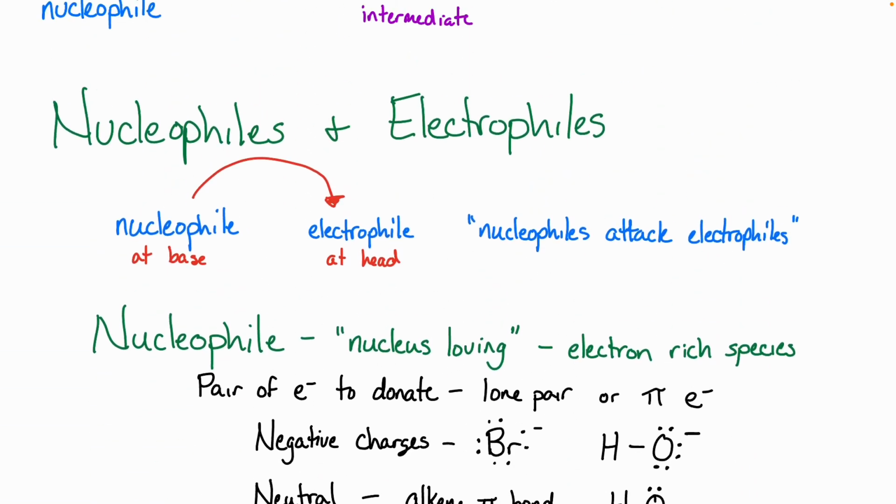Okay? And again, in your mechanism, your electrophile is always going to be the one that's at the head of the arrow. Right? The nucleophile is doing the attacking. That's at the base of the arrow. Cool. So we're going to use this terminology a lot here, nucleophiles and electrophiles. All right. So now, again, just sort of overview of chemical reactions. Let's ask ourselves, why do chemical reactions occur?